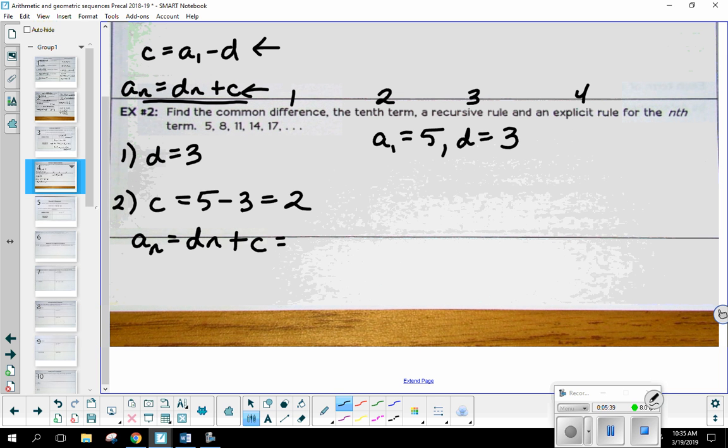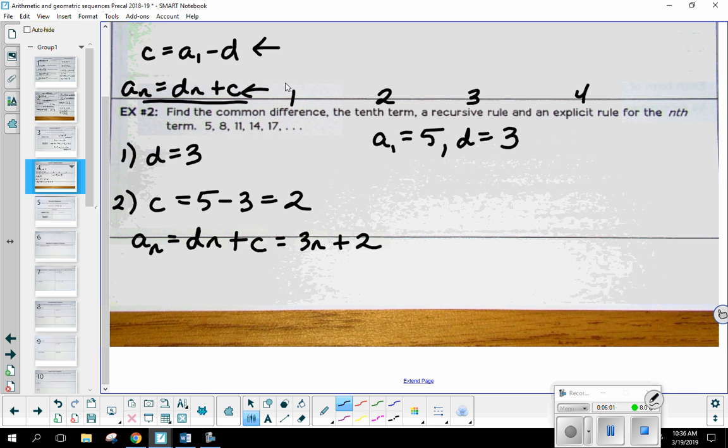What would that function be? What is d? 3. So dn would become 3n, plus c, which is 2. So this right here should be able to find me any term I want in the sequence. Okay. Is this what you're saying?